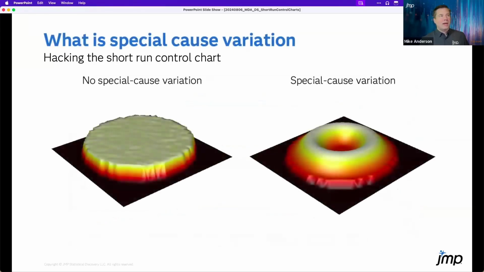So to put it another way, if we had no special cause variation on a wafer, we would expect to see the topology on the left. We would just expect to see a flat static value with random noise. In some places in the fab, we do see this. We see this in plate. Sometimes we see this in CMP. We can see this in photoresist as well, if we've got everything nice and dialed in with our deposition and spin coat, things like that. So we can see that property in the fab.